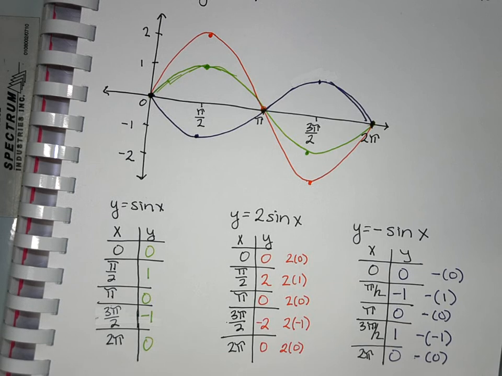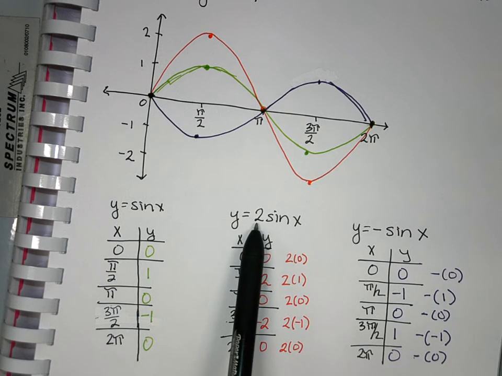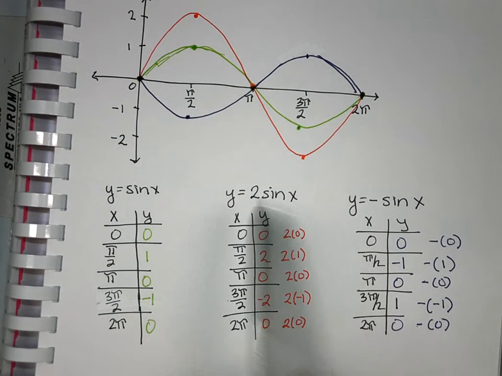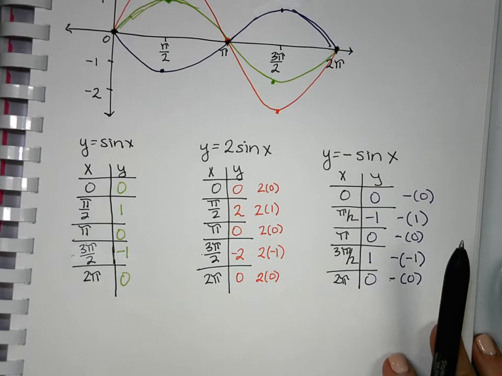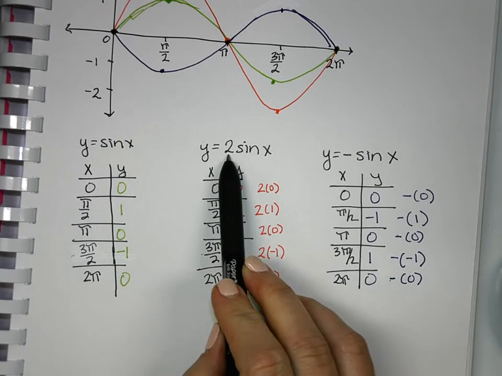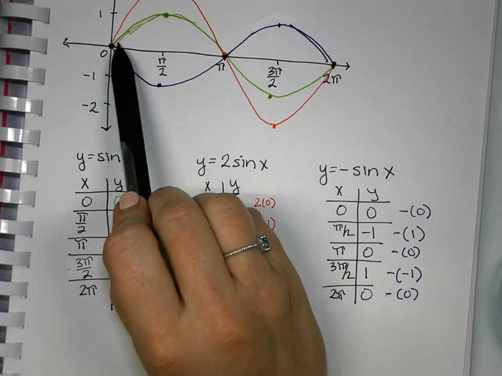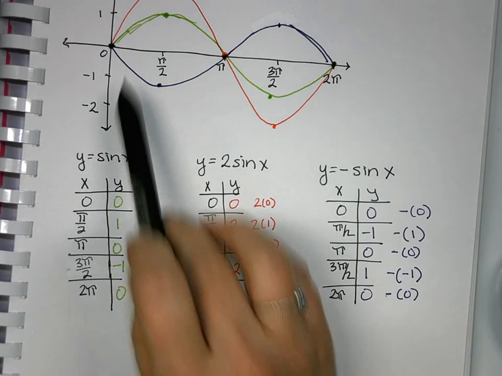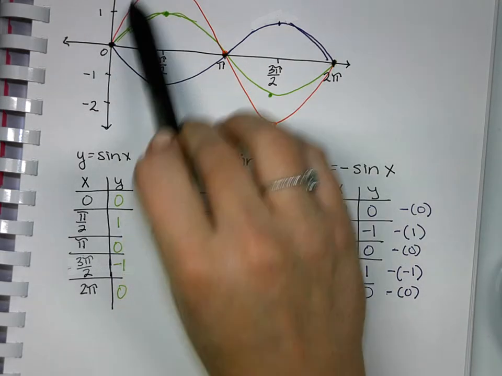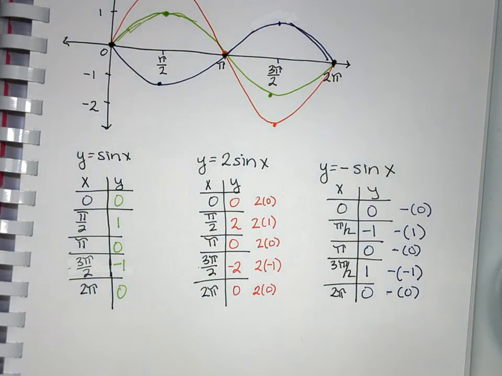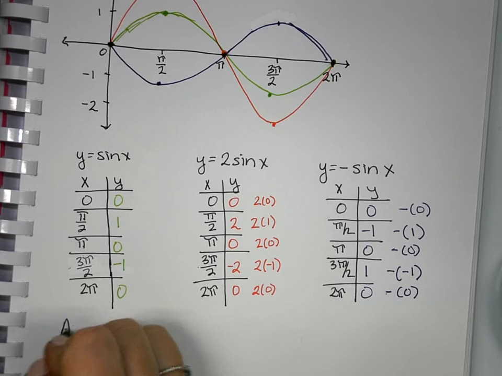Okay, so I said I would get back to what we called this number right here. Sorry, I just realized that was really crooked. So this number in front, when we had the 2 in front, we started at the same spot, but instead of going up 1 like the green graph did, we went up 2. That number in front is called the amplitude.